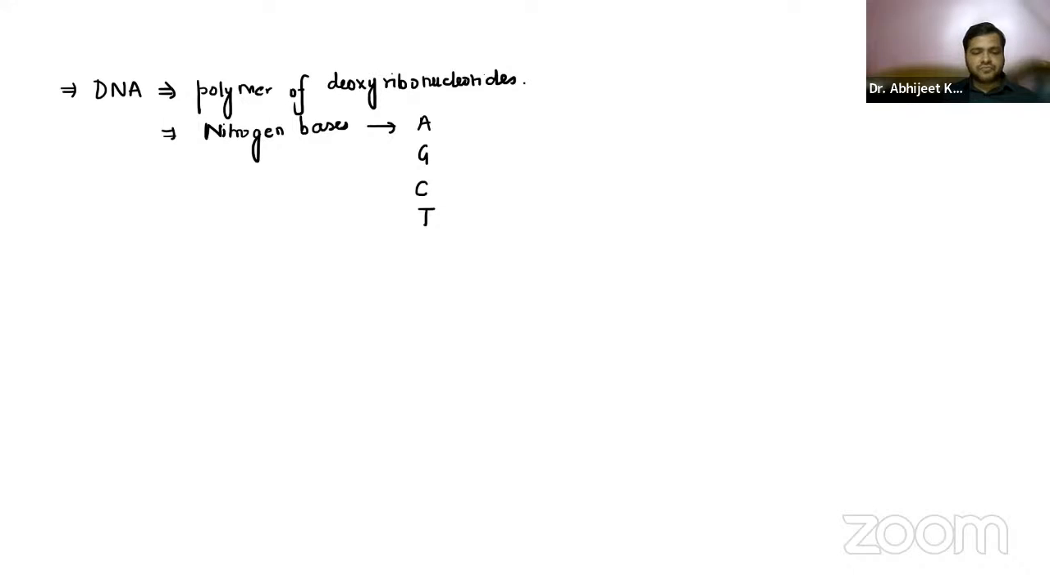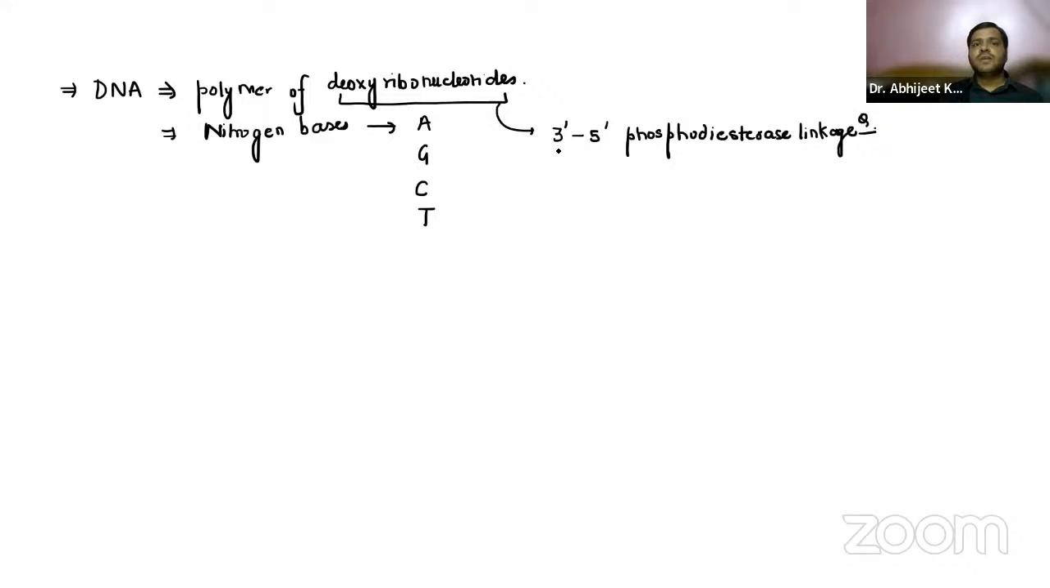Okay. So basically the deoxyribonucleotides are held together by a linkage, guys, that is called 3' to 5' phosphodiester linkage. They are held together by 3' to 5' phosphodiester linkage. Right? So there are many forms of DNA, guys. We have B form, we have Z form, we have A form. So that is something you have to remember.